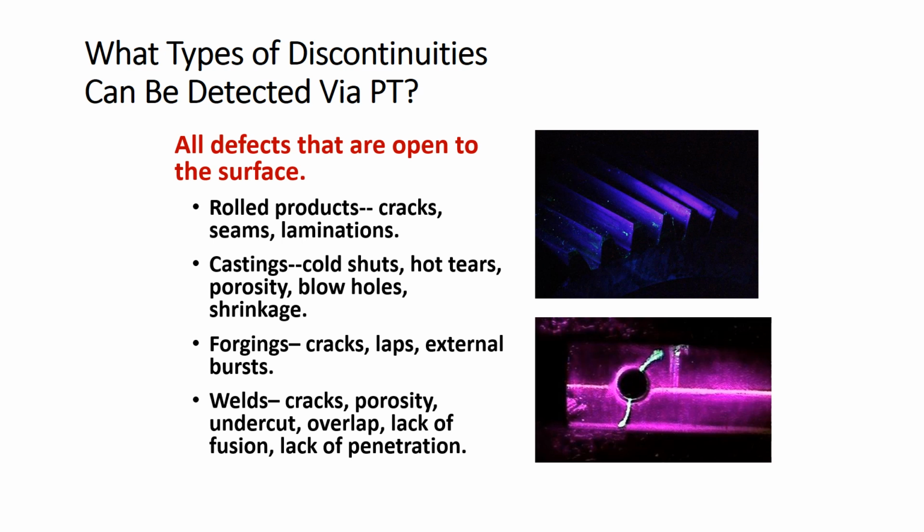What are the types of discontinuities that can be detected by PT? All defects that are open to the surface. I am telling you repeatedly, only surface breaking defects or surface defects can be detected by PT. Now these are some typical defects: cracks, seams, laminations you will find in wrought products; cold shuts, hot tears, porosities, blowholes, shrinkages you will find in castings; cracks, laps, external rust you will find in forgings; and cracks, porosity, undercuts, overlap, lack of fusion, lack of penetration you will find in welds.